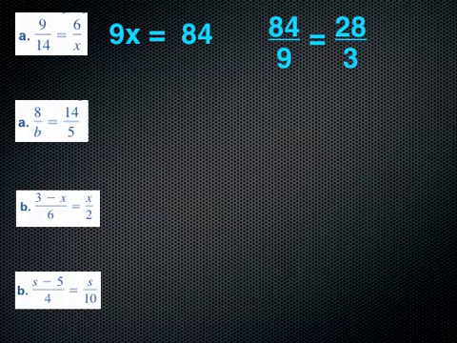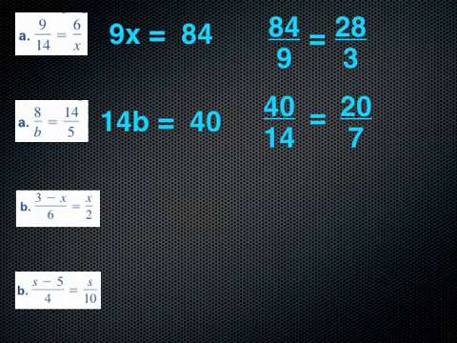To find the cross product of the next example, I have 8 over b equals 14 over 5. Go ahead and cross multiply. You would have 8 times 5 equals 14b, or 14b equals 8 times 5, which is 40. In this case, I need to divide both sides by 14, which gives me 40 over 14. Both of those numbers are even, so I know 2 can go into both of them, which would give me 20 over 7. Again, leaving it as a simplified improper fraction.